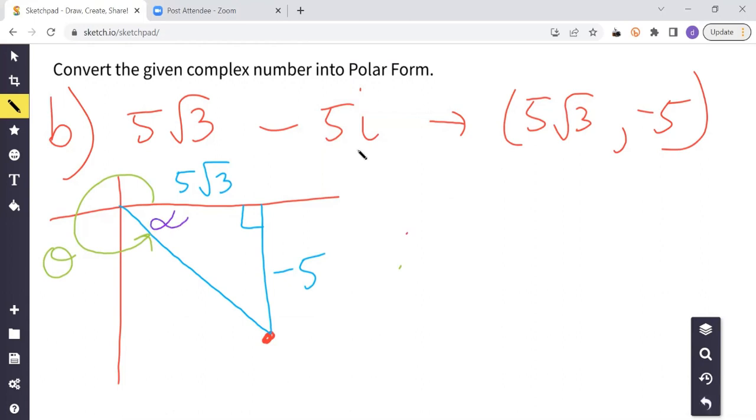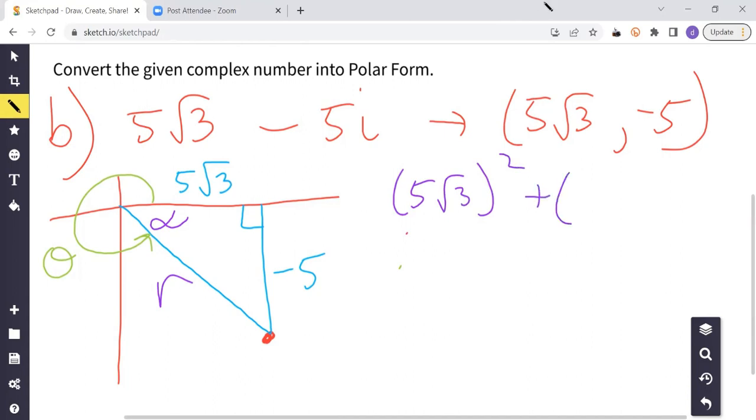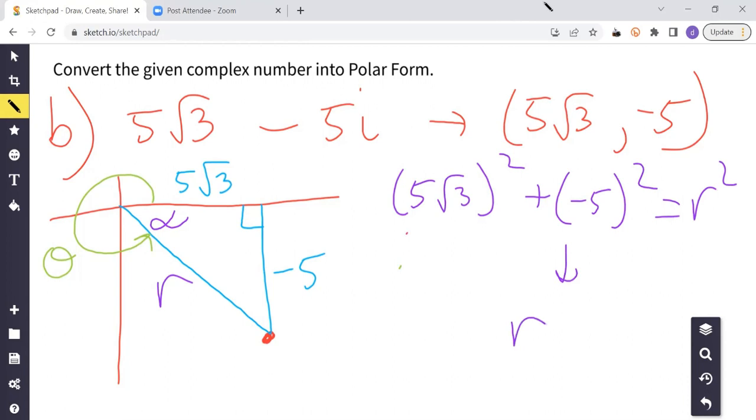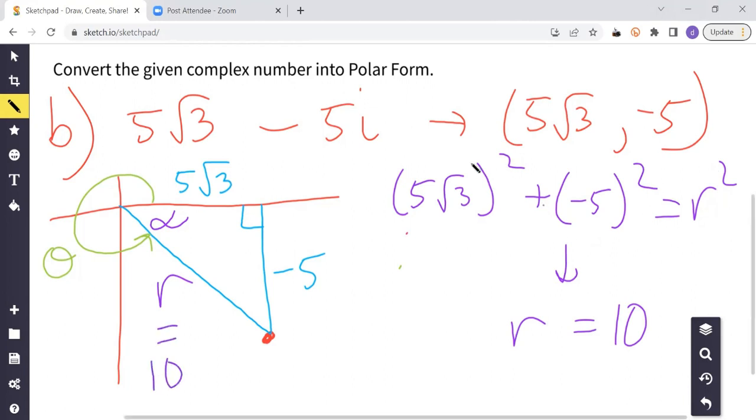So first things first, let's find r. So we can go (5 square root 3) squared plus (negative 5) squared equals r squared. And then on a calculator, guys, make sure you use parentheses, because without parentheses, we're going to mess up. If you do the Pythagorean theorem with a calculator, you should get 100, and then square root, you should get back 10. So we know that r is going to be 10.